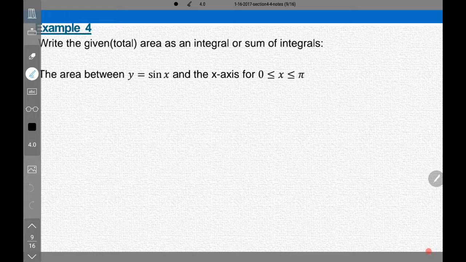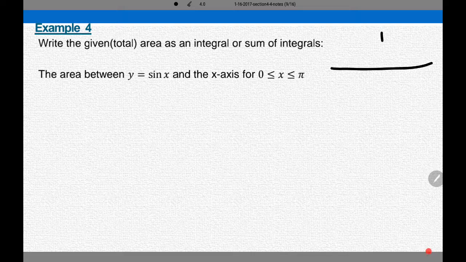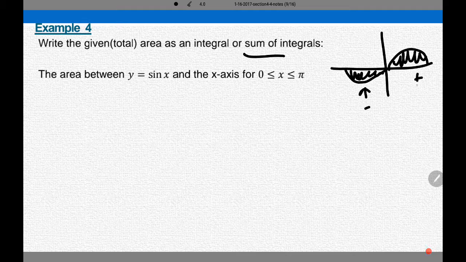So again, same idea here, write the given total area as the integral or sum of integrals. The reason why it's saying total is if I have some pieces below the x-axis and a piece above, I want to write that as a sum of integrals to get the total area, because this would be negative, this would be positive, and if they cancel each other out, you get 0. Sometimes we want that, sometimes we don't. In this case, it says the total area. So if one's negative, one's positive, we've got to take that into account.